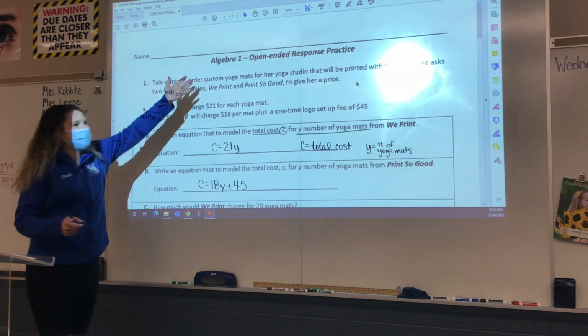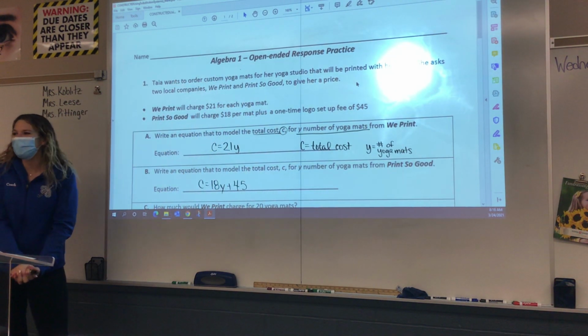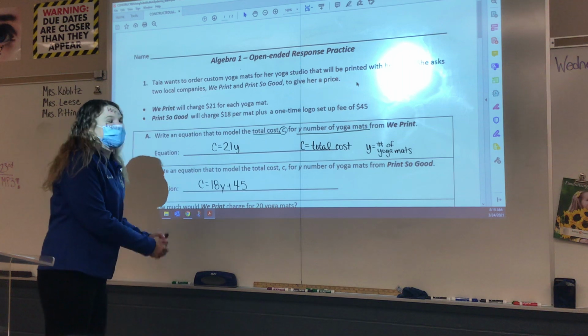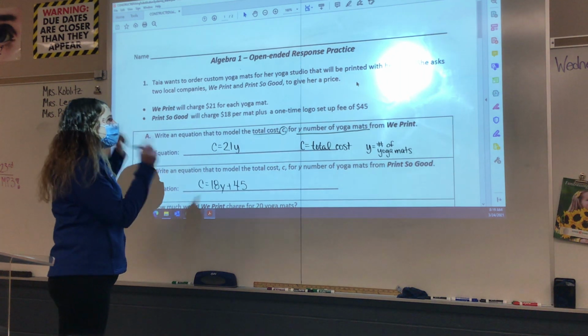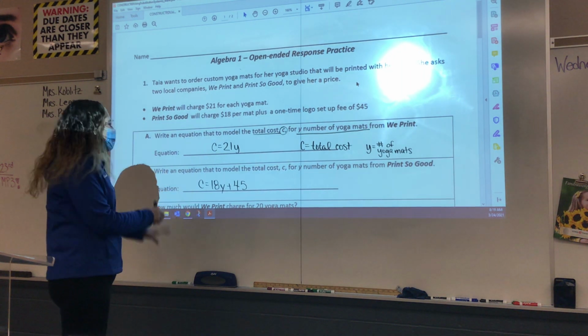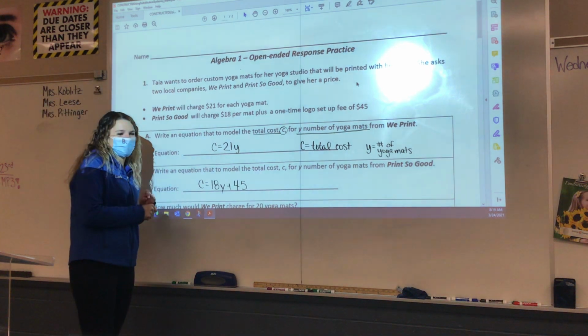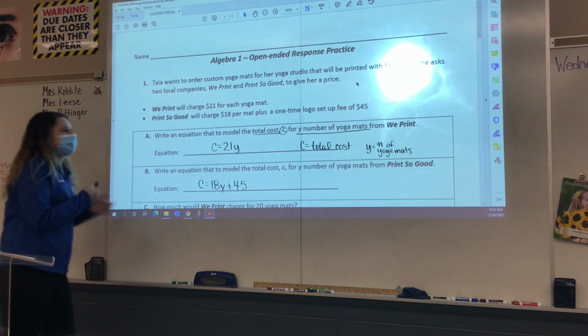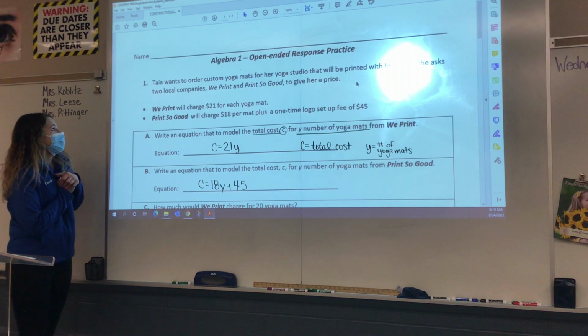We're going to be doing an open-ended constructed response problem. This one's on systems of linear equations. So let's go ahead and read it and get started. As you can see, I wrote our two equations up here already to kind of help you and give you a clue, but let's read through it and see if it makes sense.